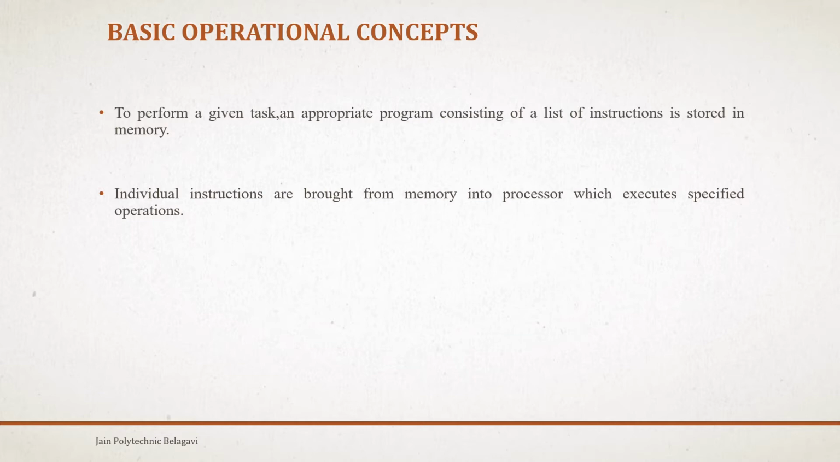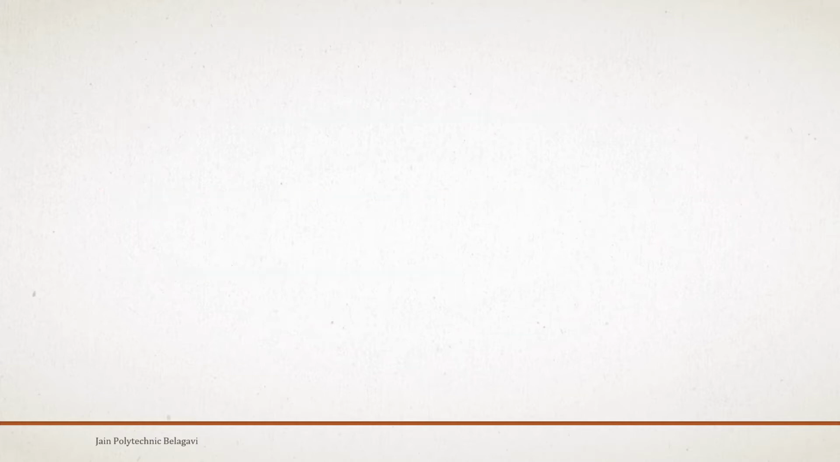So individual instructions, or line by line instructions, are brought from the memory into the processor. To process those instructions, first the individual instruction will be fetched from the memory and then into the processor, which will be responsible for executing certain operations. So whatever data we use in the programs are called operands. So these data will also be stored in the memory.